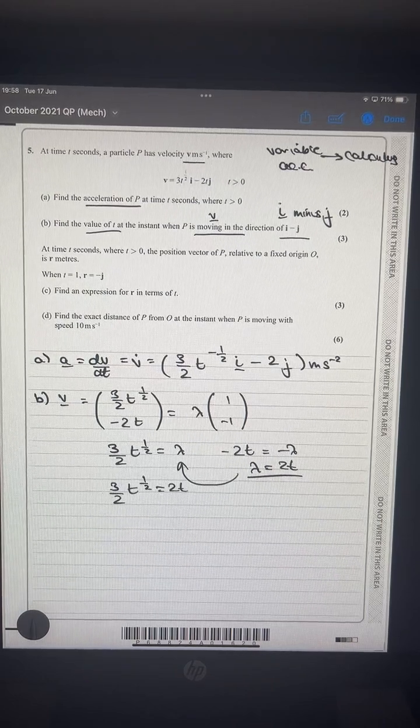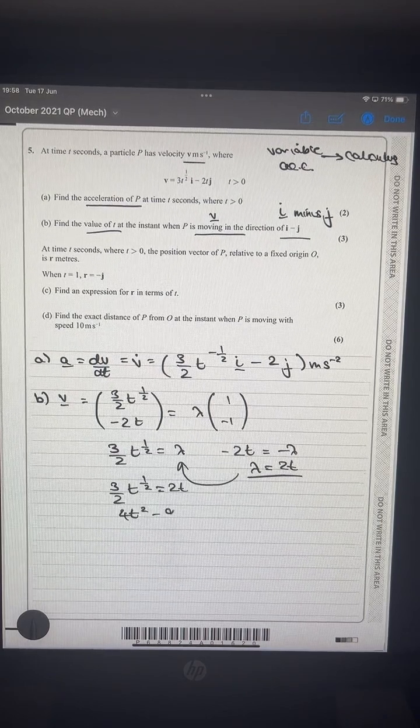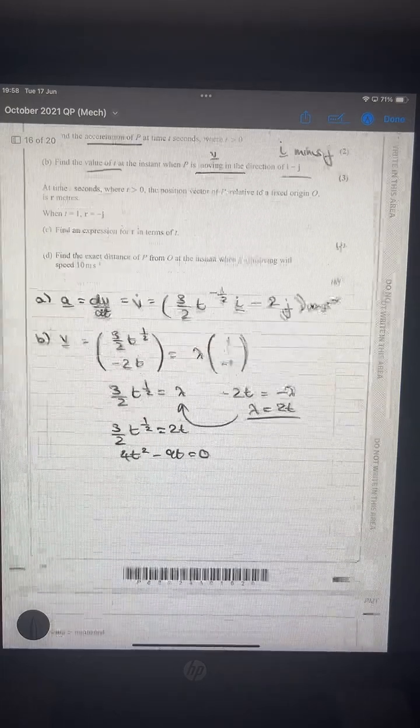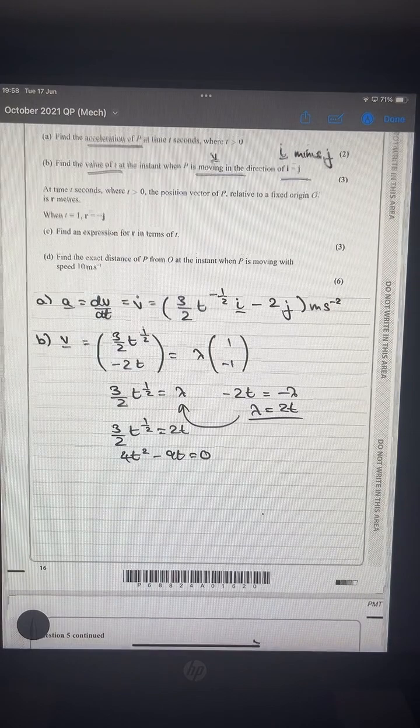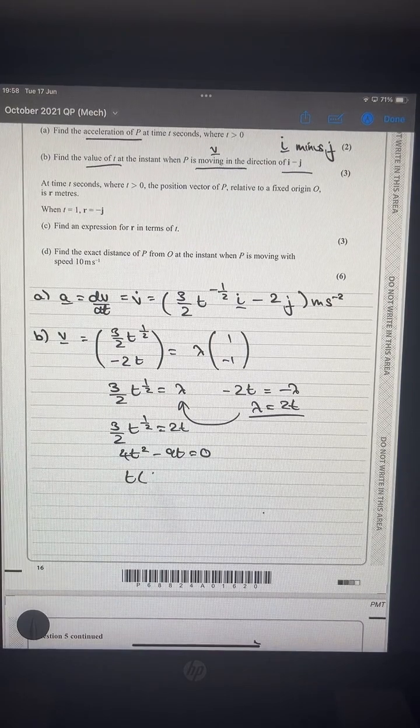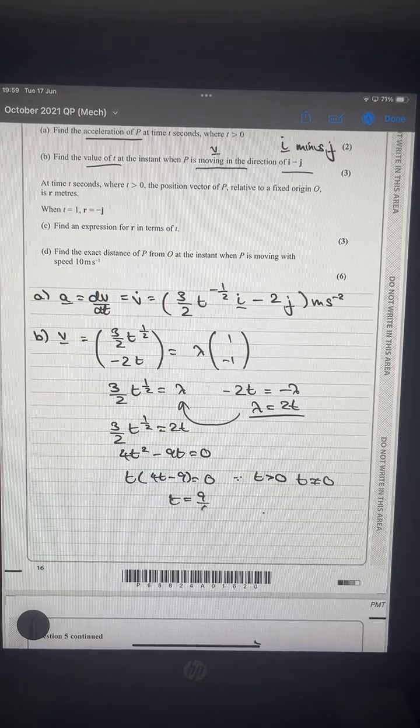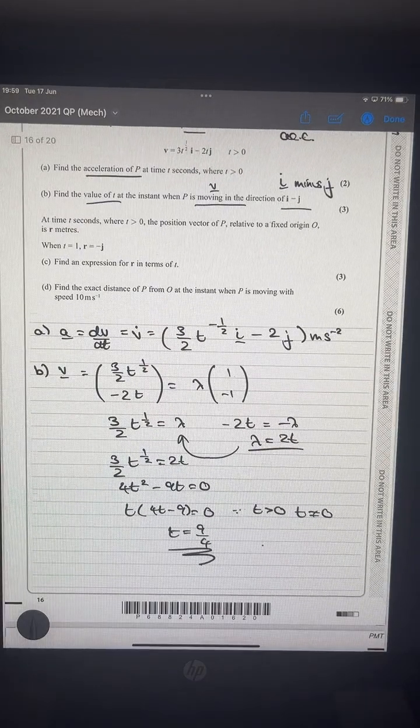So 3 over 2 t to the half equals 2t. All right, so I'm gonna change that to become 4t squared minus 9t equals 0. I've just multiplied through the whole thing by 2, and then I've squared both sides to get that, and rearranged to get them all on one side. And then you can factorize out a t, so you have t(4t minus 9) equals 0. And because t is greater than 0, t is going to be equal to 9 over 4.